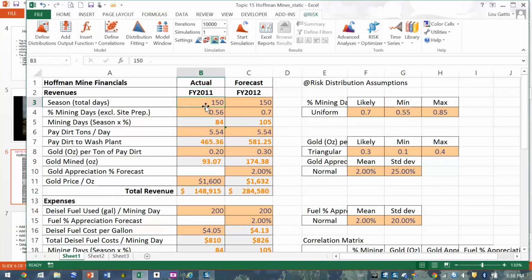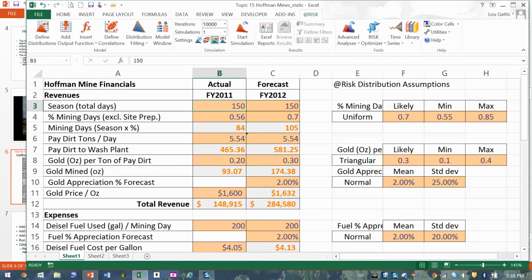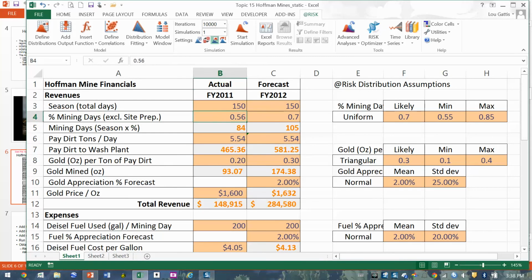So in the fiscal year of 2011, which was Season 1 of Gold Rush, the Hoffman Mine operated 84 days. Now, the total season they could have operated is 150 days, which is about the number of days where it's warm enough to actually get down to the bedrock. So they only mined 56% of the possible days. And the reason why they didn't do more is they had to establish the location, they had to hire equipment, they had to hire men, and so on. So they only wound up mining for 84 days.